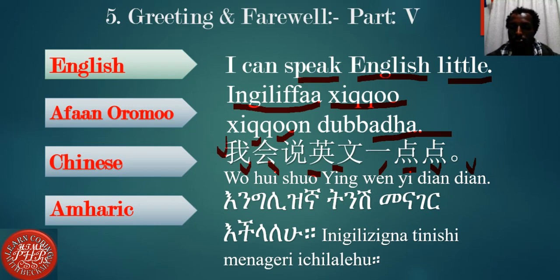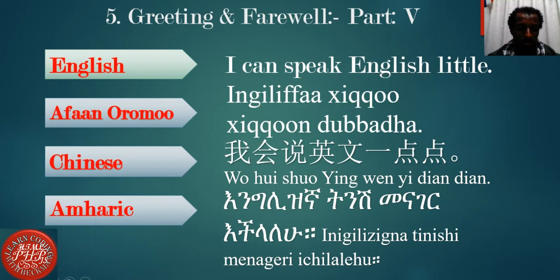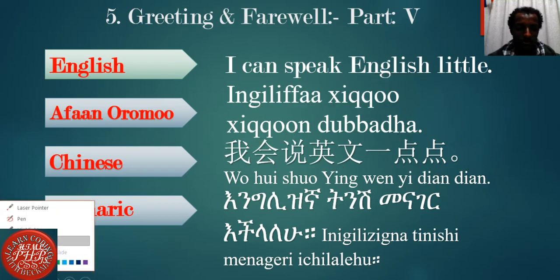To express the words I can, in Amharic we say እንግሊዘኛ ትንሽ ትንሽ መናገር እችላለሁ. Like this, we can say I can speak English a little in Amharic. Let's go and see the other point in this tutorial.